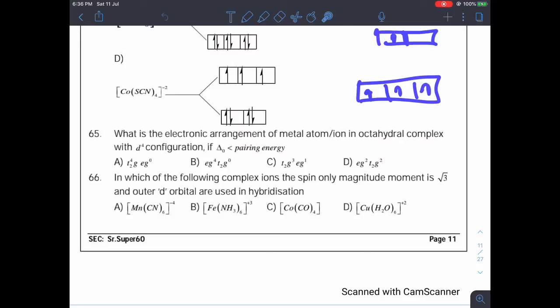So it will go to the higher state. So after d3, the d4 electron will go here. So this is eg1 and t2g3. So the correct configuration will be t2g3 eg1. That means C.